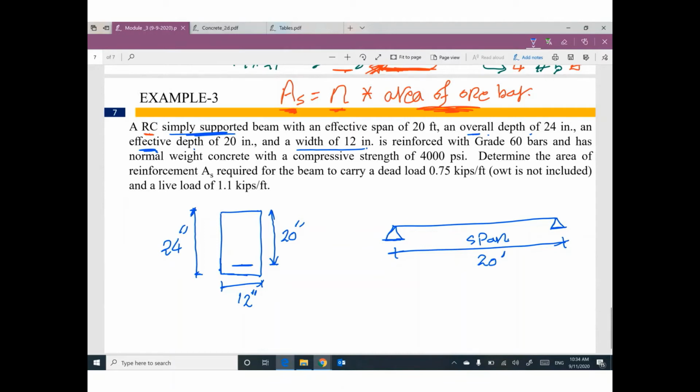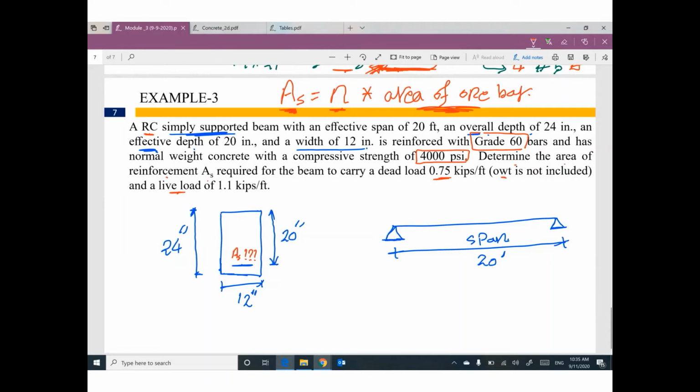Steel reinforcement is grade 60 and normal weight concrete with compressive strength 4,000. Determine the area of reinforcement, the area of steel, required for the beam to carry dead load 0.75, own weight not included, and the live load 1.1 kip per foot.